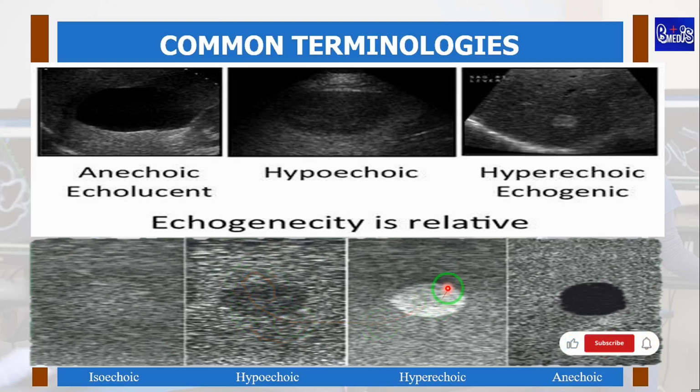Then we have hyperechoic or echogenic. Here you can see this is hyperechoic. It has a more whitish background than the normal boundary. Then lastly we have the anechoic. Anechoic, devoid of echo. So you see this lesion like a cystic mass here with a more echogenic surrounding. So these are the terminologies we use to describe masses in ultrasound.